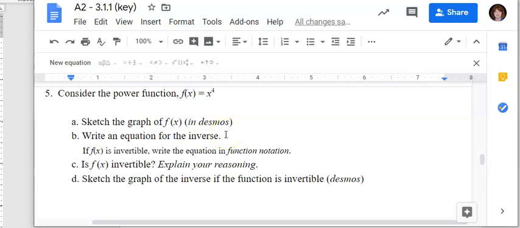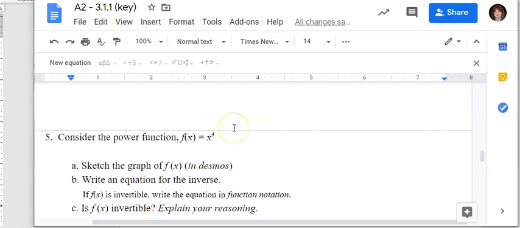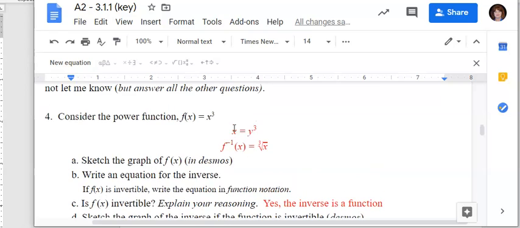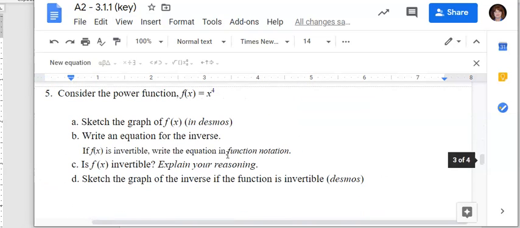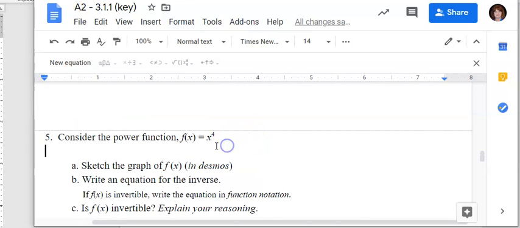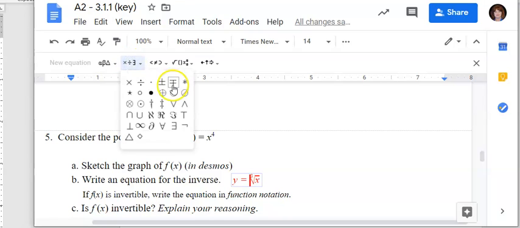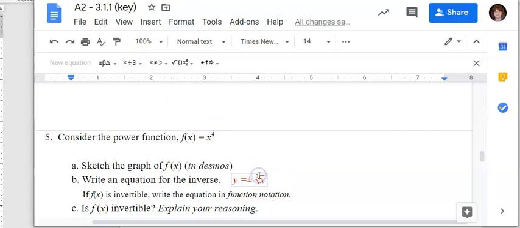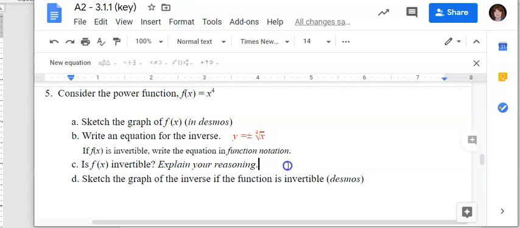To write an equation for the inverse, you would just write y equals plus or minus the fourth root of x. So let me copy this one. We're not going to use f of x. We're not going to use the function notation because it's not a function. I'll put it here. So we'll say y equals, we do need a plus minus, so let's add that in there. Plus minus the fourth root of x. Is the function invertible? No. The inverse is not a function.